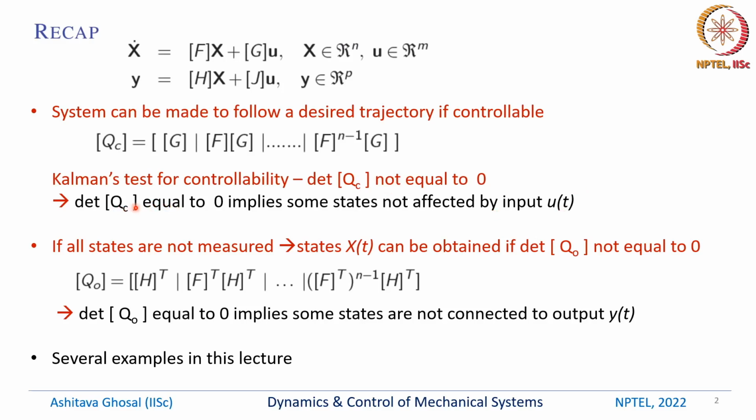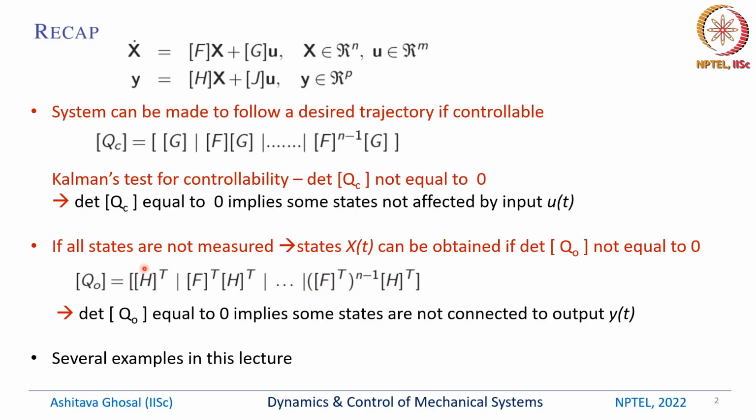We also discussed observability. If all states are not measured, the states x of t can be obtained if the determinant of QO is not equal to 0. And this QO matrix is again derived from F and H. So the first column is H transpose, then the second column is F transpose H transpose, and so on. The last column is F transpose to the power n minus 1 into H transpose.